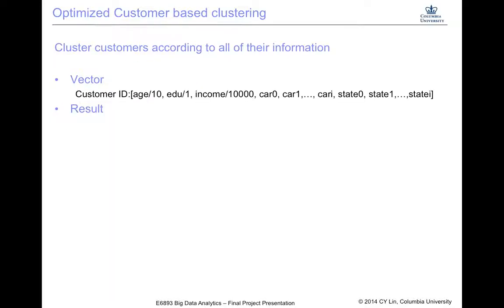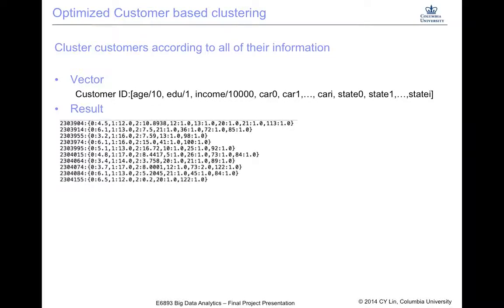So we optimized our customer-based clustering. In this clustering method, we not only take income, age, and education level as dimensions, but also the vehicle information as vector dimensions. In this method, every car brand with different size is viewed as a dimension. For each customer vector, we mark 1 in the particular dimension that represents the vehicle they owned.